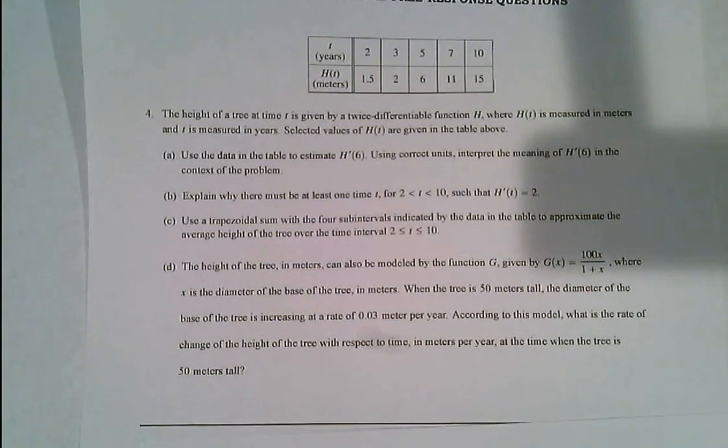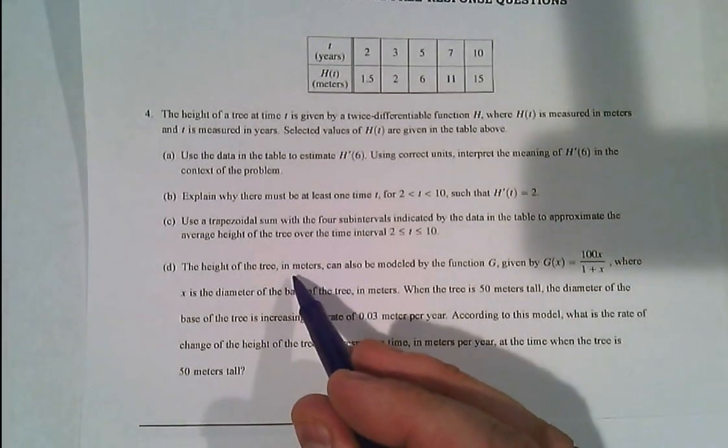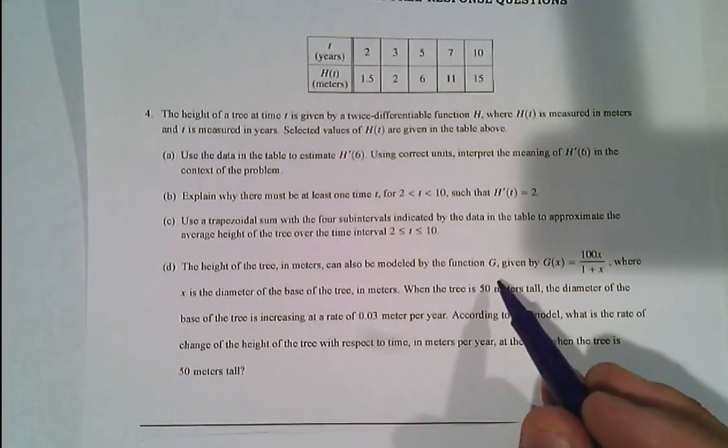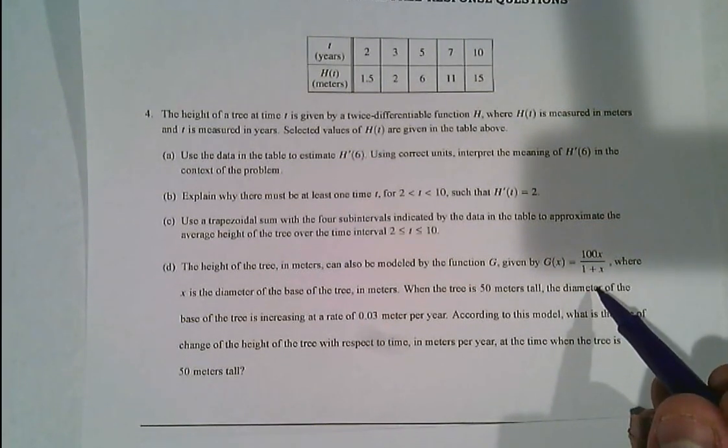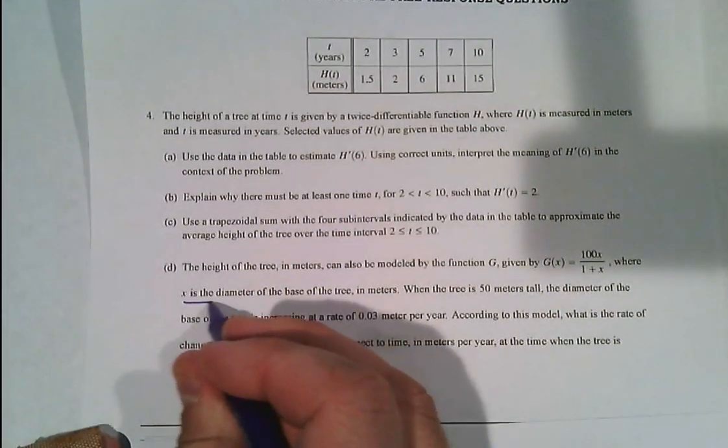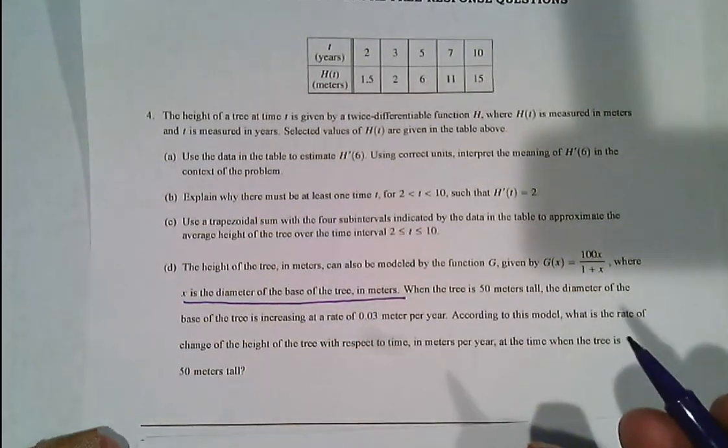When I first solved this problem, it wasn't until the very end that I realized I had made a mistake and misread some of the information. So let's look at part D again. The height of the tree in meters can also be modeled by the function g, where g of x equals 100x divided by 1 plus x, where x is the diameter of the base of the tree in meters.